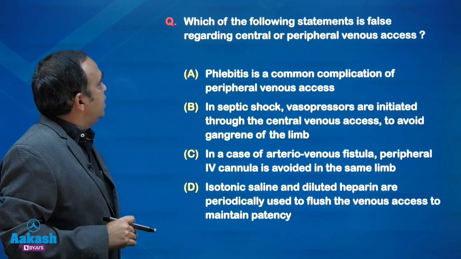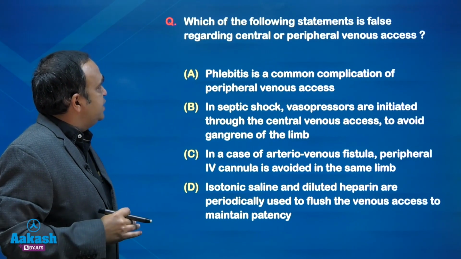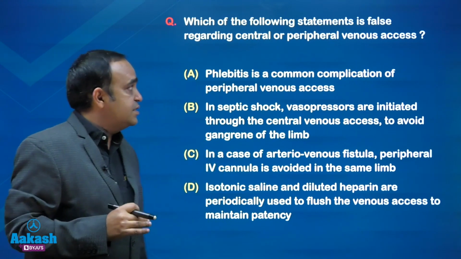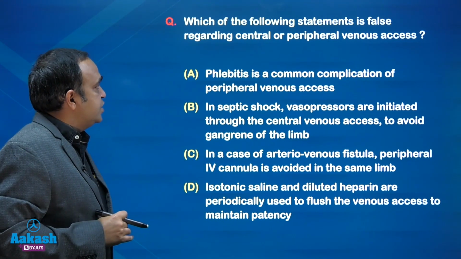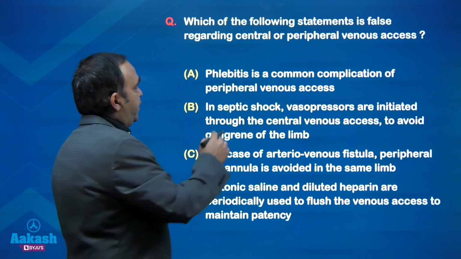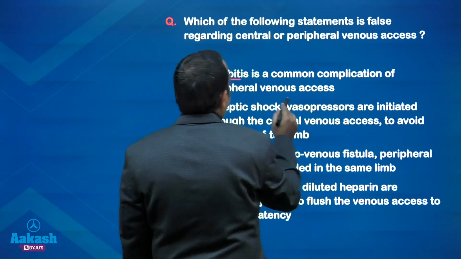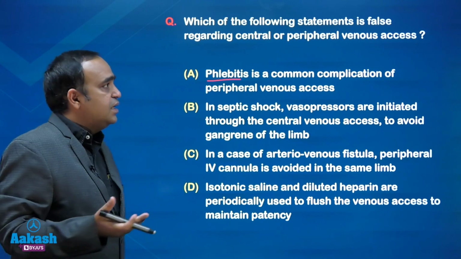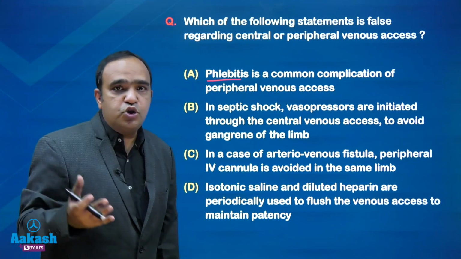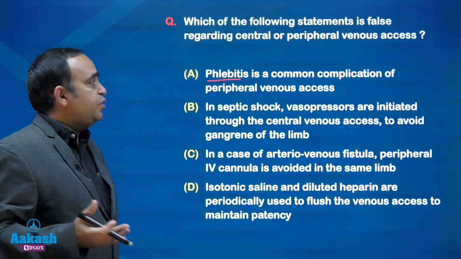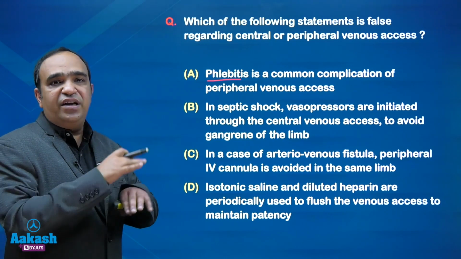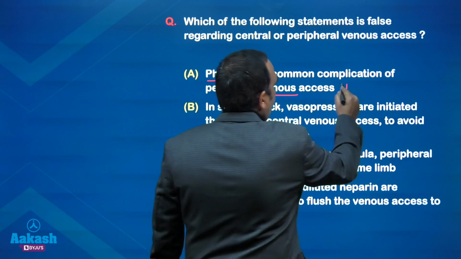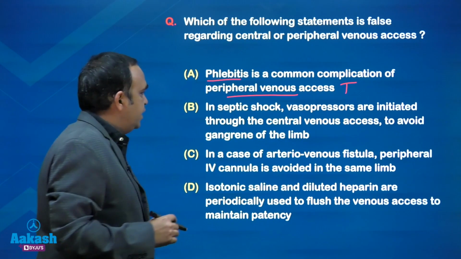Okay. Which of the following statements is false regarding central or peripheral venous access? So let us look at the choices one by one. Phlebitis is a common complication of peripheral venous access. This is very easy. That's in fact the most common complication, the thrombophlebitis, when you put a cannula, there is redness around it. So that's phlebitis. So this is true.